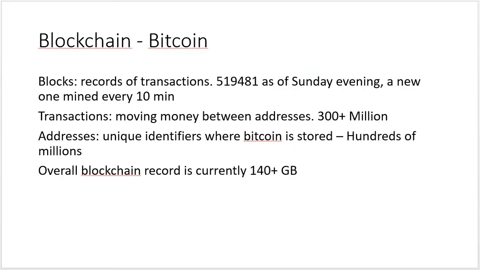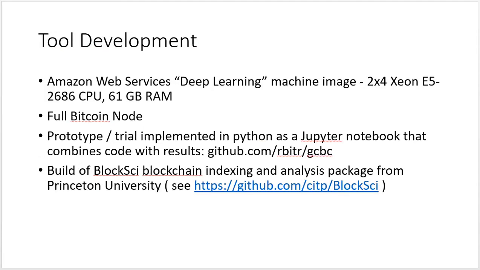The Bitcoin blockchain that we're working with for this project is the biggest blockchain available, over 500,000 blocks, hundreds of millions of transactions, and truly a big data set of over 100 gigabytes. In order to work with this, we've deployed BlockSci, a blockchain analysis library for Python out of Princeton, on Amazon Web Services.